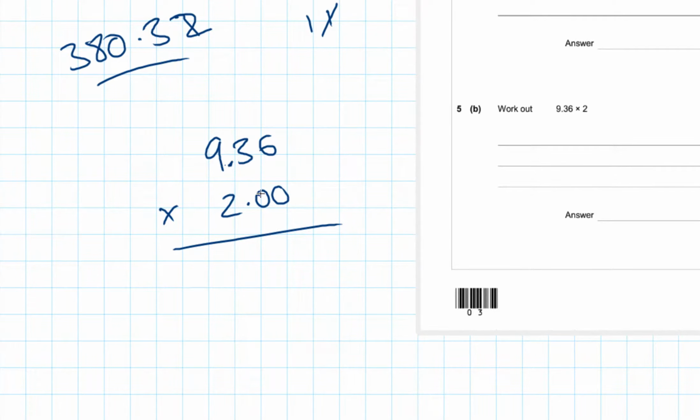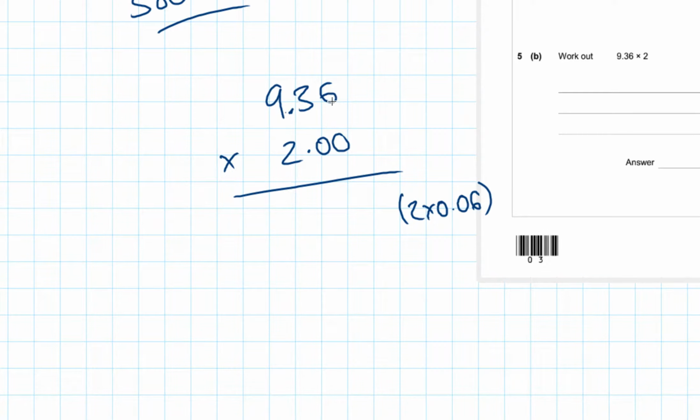So here there are, again, lots of different ways of approaching this one. The first thing that we could do is multiply everything by 2. So the first thing we could do is 2 times 0.06. Now, the way that I usually approach the decimal ones without a calculator is, first of all, do 2 times 6, which is equal to 12.